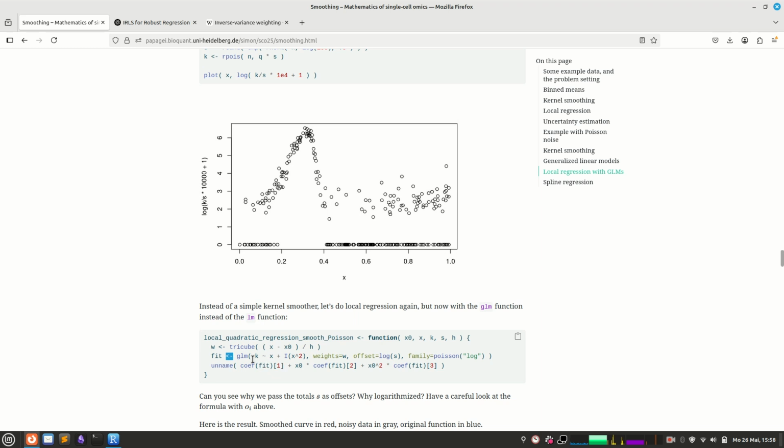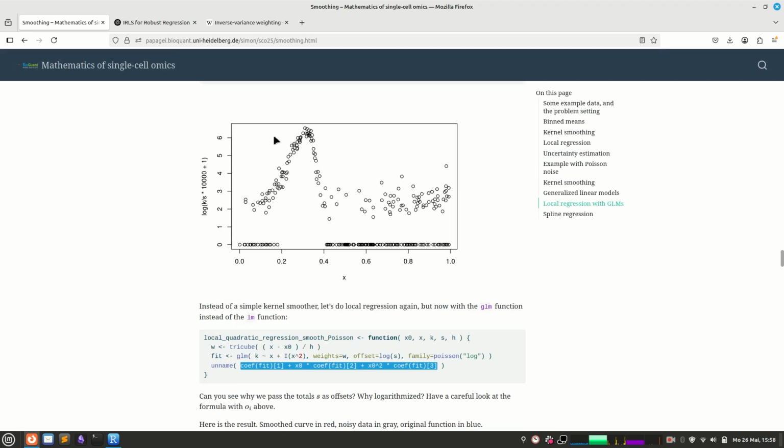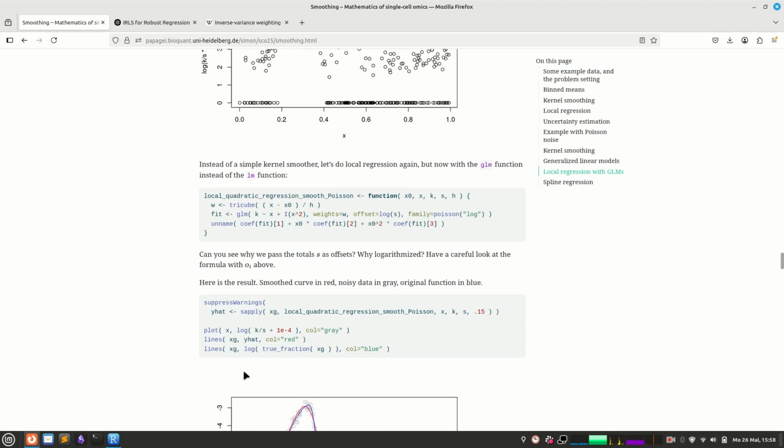And I can do this, and the GLM gives me now the coefficients. I can use the coefficients to recalculate what's my value at x naught, and what I calculate here is the linear predictor. So I haven't exponentiated it yet, but that's fine because here I have a logarithmic y-axis, so I stick to that and say I want to see this thing.